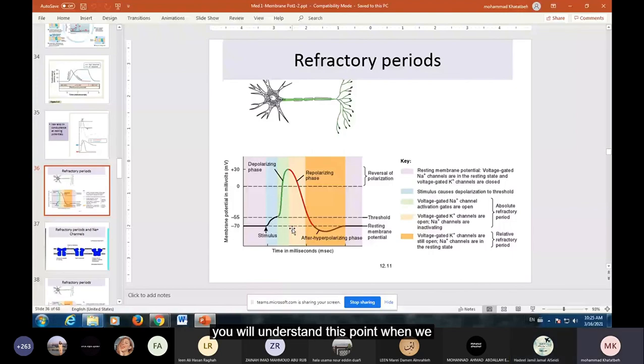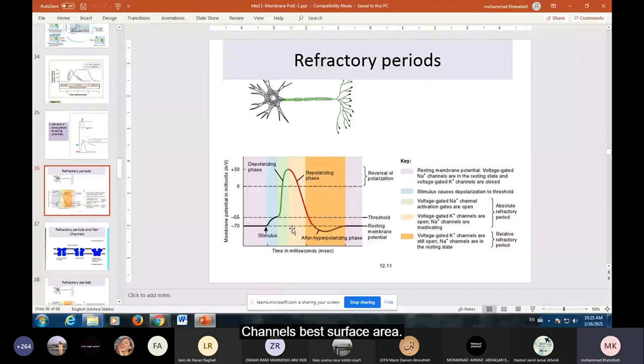Okay, you will understand this point when we talk about summation of events. It is much better to say now, actually, are we having the same threshold for all our cells? Depends on what. Are we having the same resting membrane potential first? No, we know why. Are we having the same threshold potential? Also no. That depends on what?